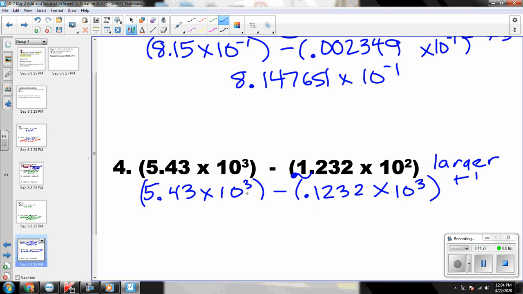Now, since the 10 to the third and the 10 to the third have the same exponent, I can take 5.43 minus 0.1232. When I subtract, I'm going to get a 5.3068 times 10 to the third. Is it in scientific notation? Yes, it is, because 5.3068 is 1 or higher but less than 10, so that would be my answer.